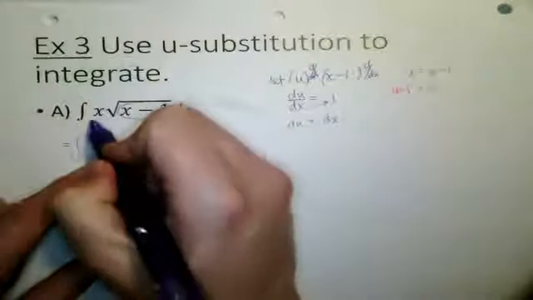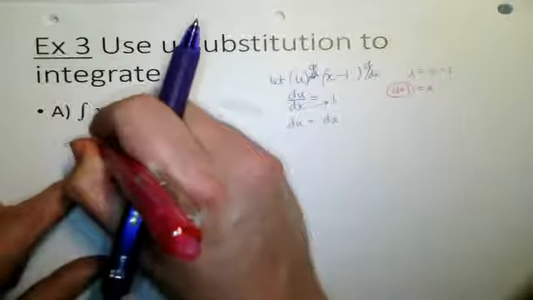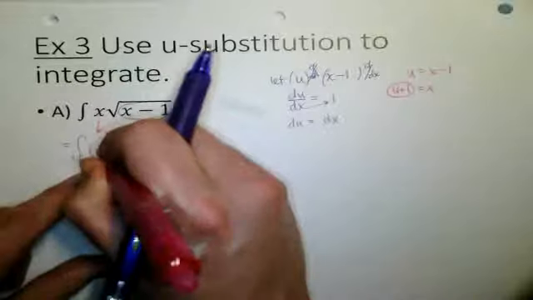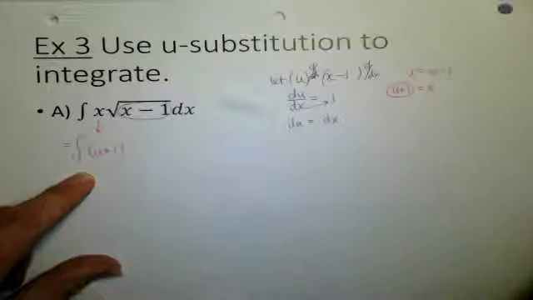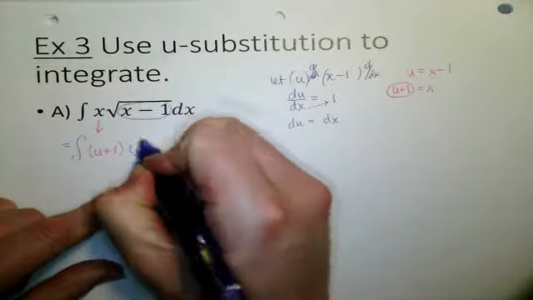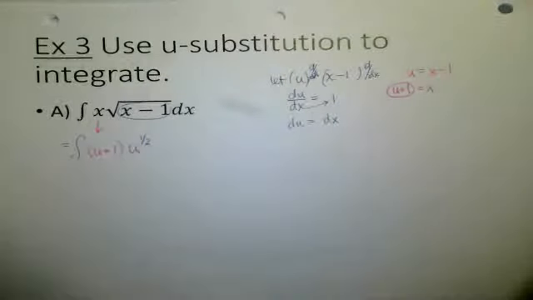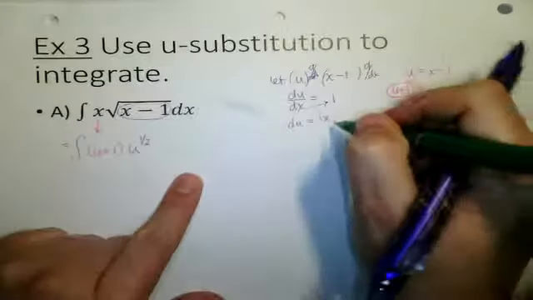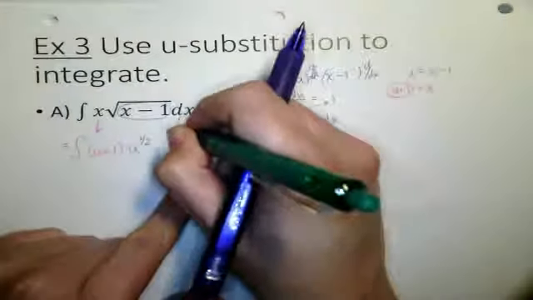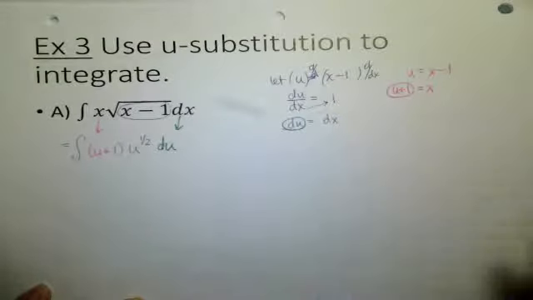So now here's this x. I'm going to replace x with u plus 1. And then originally we said this was u, so this becomes u to the 1/2 power. And it turns out that dx is equal to du. So dx becomes du. So everything is sort of traded in.